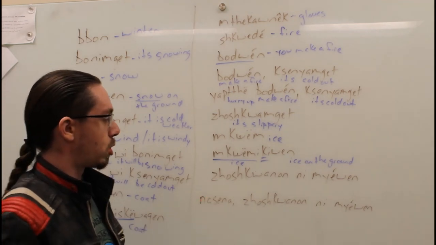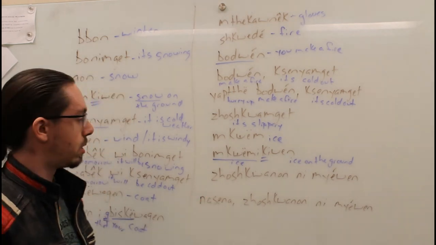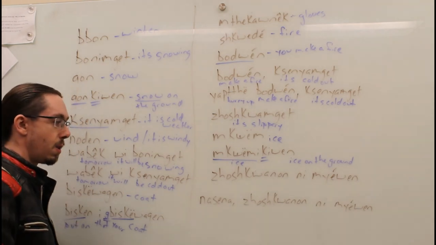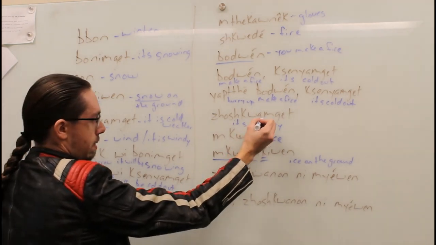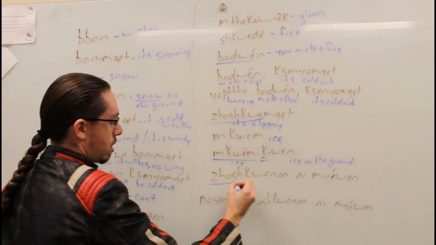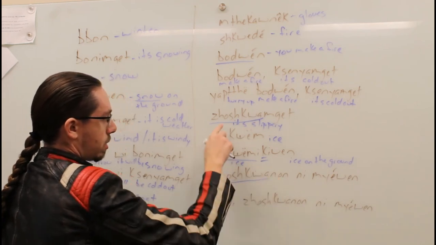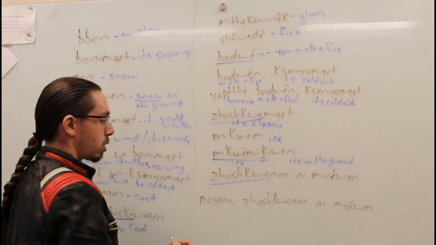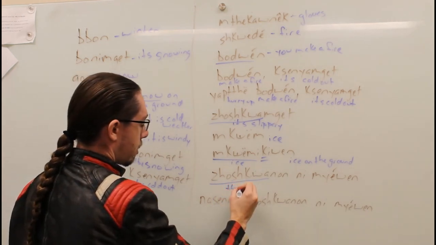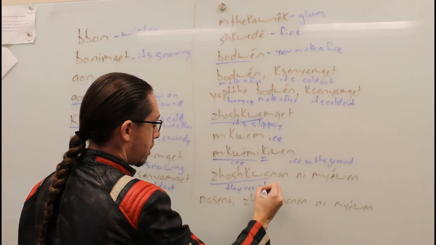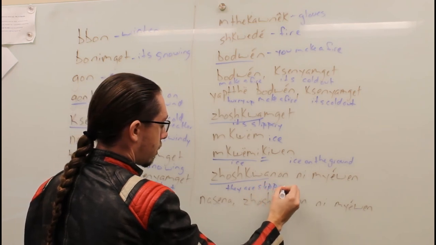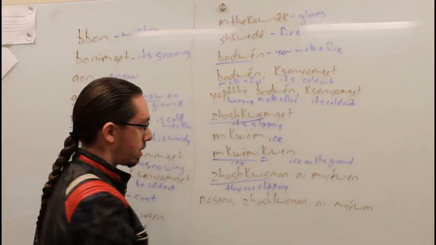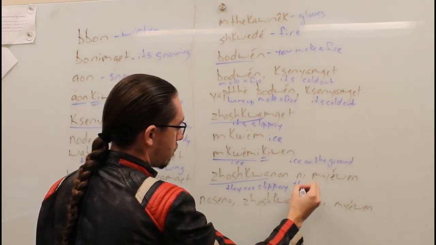Next one. Zhoshkwa no ni miawen. So go back up here. Zhoshkwa, this is describing one thing. This is describing multiple things. Zhoshkwa no. They are slippery. Inanimate things. Ni is those.